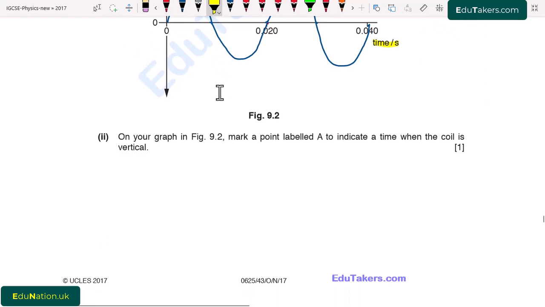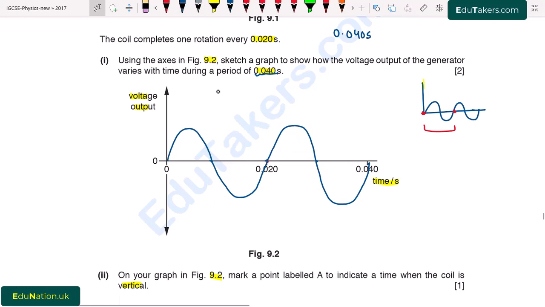Next, part 2. On your graph in figure 9.2, mark a point labeled A to indicate a time when the coil is vertical. So when the coil is in vertical position, we have to mark a point on the graph. At the vertical position, the output voltage is 0. So I mark this point here and label it with A. It is the point where the coil is in vertical position, because when the coil is in vertical position, the output voltage is 0.